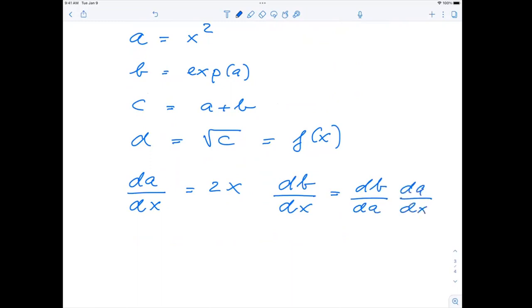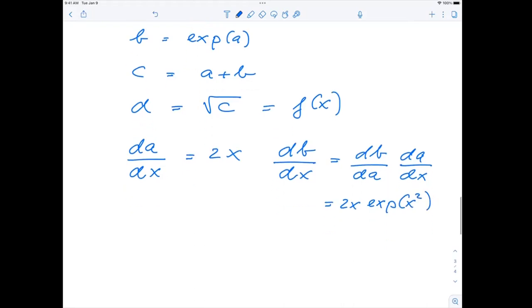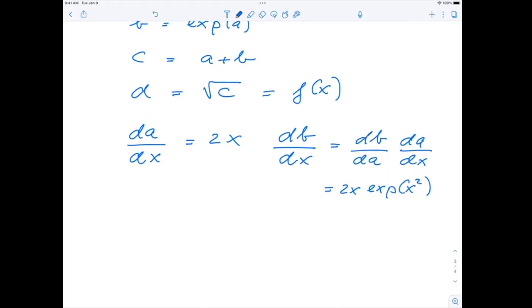I guess nobody disagrees with that. So then we have a pretty easy expression. So that simply gives us then 2x times the exponential of a, which is the same as x squared, which is what we will expect here.